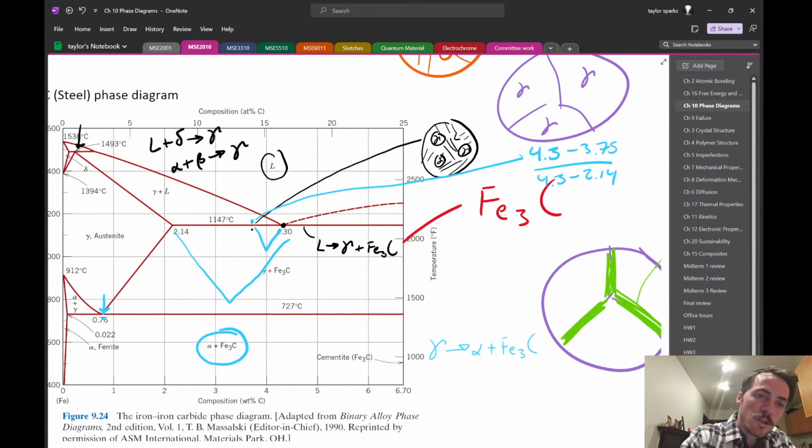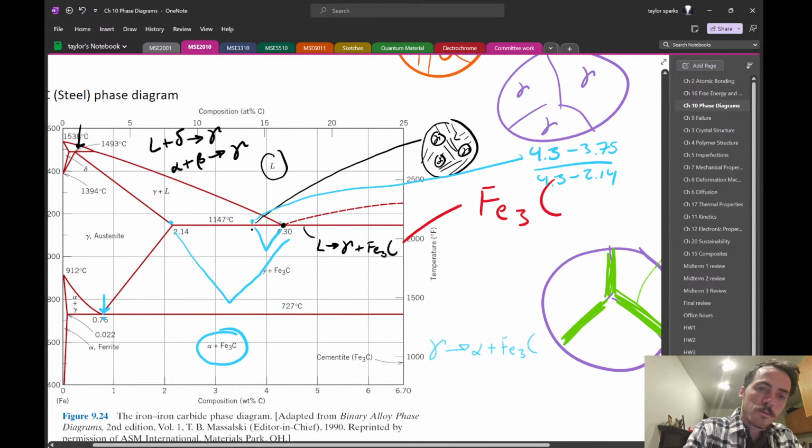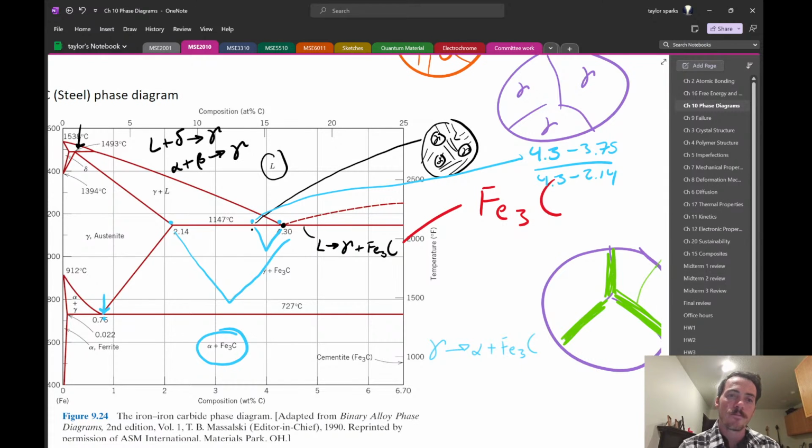But their composition you get by looking left and right and seeing where the tie lines are. Like this one right here, this one's right over here. So the liquid is going to have a composition of 4.3 weight percent copper. The austenite is going to have a composition of 2.14 weight percent carbon. I think I said copper, but I meant to say carbon. Okay, so you need both of those.